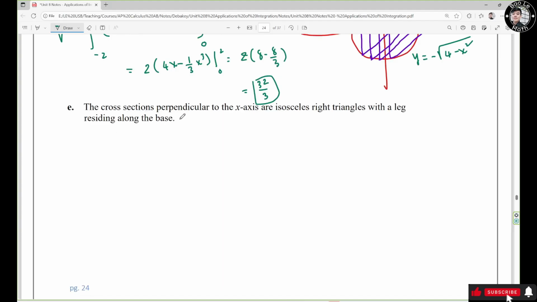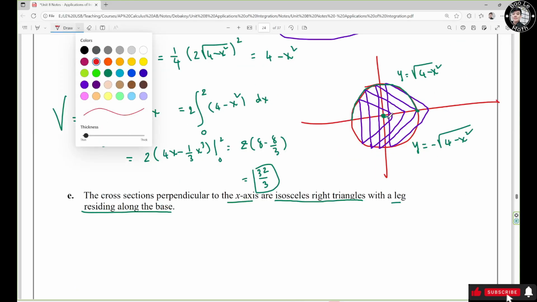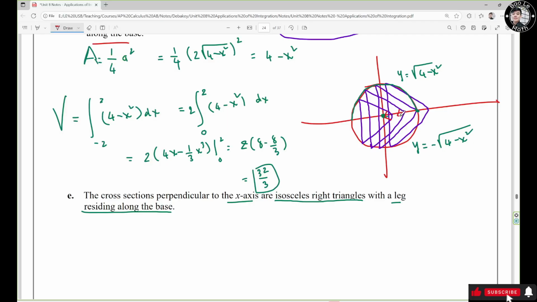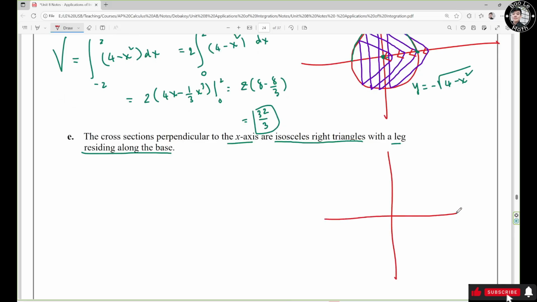Now, the next one: the cross sections perpendicular to the x-axis are isosceles right triangles with a leg residing along the base. In the previous one, the right angle should be right here. Now, for this one, I'm going to draw another picture right here. A leg residing along the base, so this is the leg. Another leg should be somewhere right here, so you have the right angle right here. You see that? And the hypotenuse should be like this, and you keep drawing.